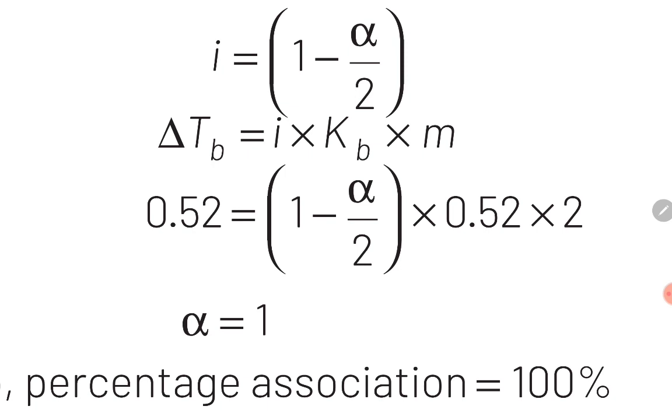Guys, once we have understood the value of i, we can use the formula delta Tb is equal to i into Kb into molality. Guys, in this question, molality has been given as 2 molal, Kb has been given as 0.52, and guys, delta Tb यानी कि elevation in boiling point is also 0.52. So after substituting all of these values, we'll obtain the value of alpha as equal to 1, which means that the percentage of association is 100%. So guys, with this we have completed this question. Let's move ahead to the next slide.